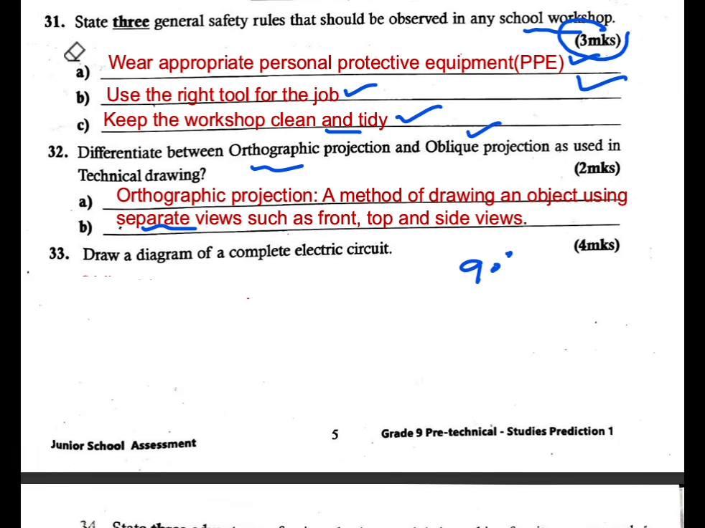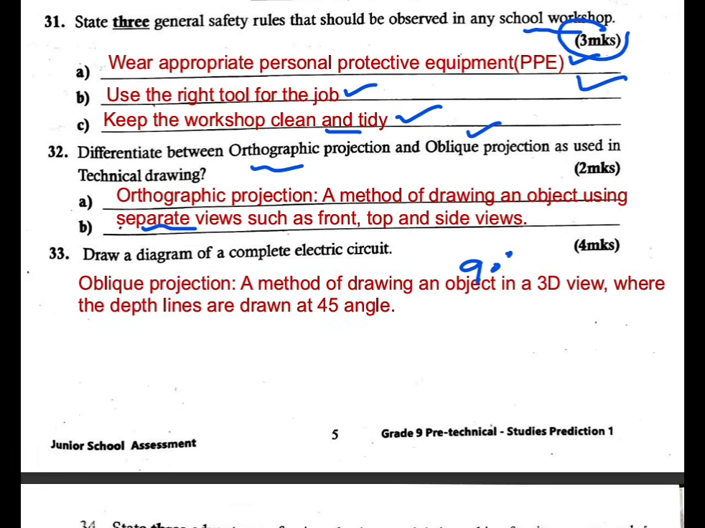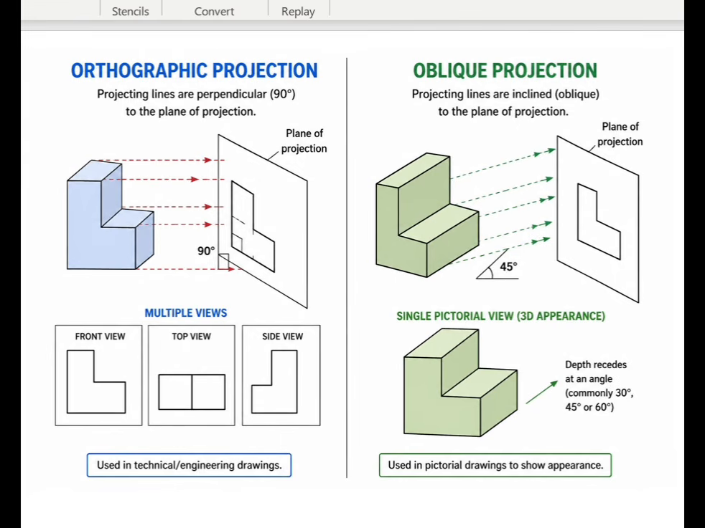What about oblique? This is grade 9. We know it is whereby objects are drawn in 3D, but the lines are at 45 degrees angle. So you will say oblique projection is a method of drawing an object in a 3D view where the depth lines are drawn at 45 degrees angle. So this is oblique and this other one is called orthographic. So you can look at the pictures. We have the pictures here.